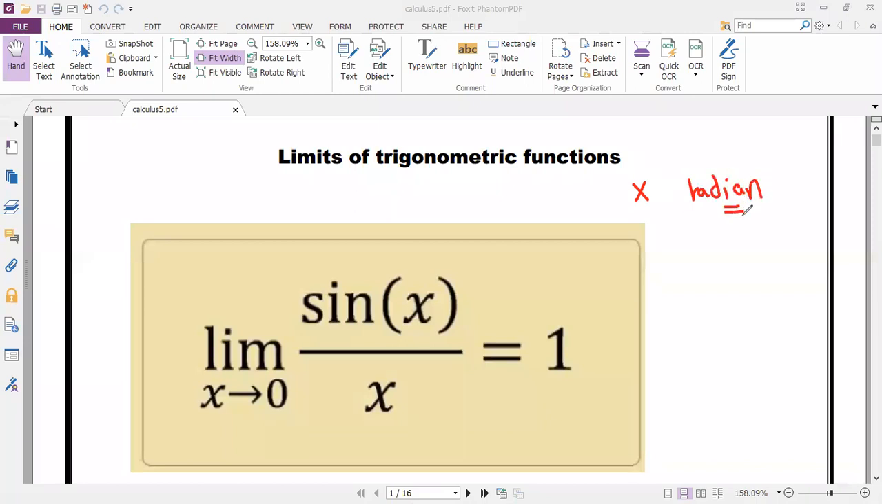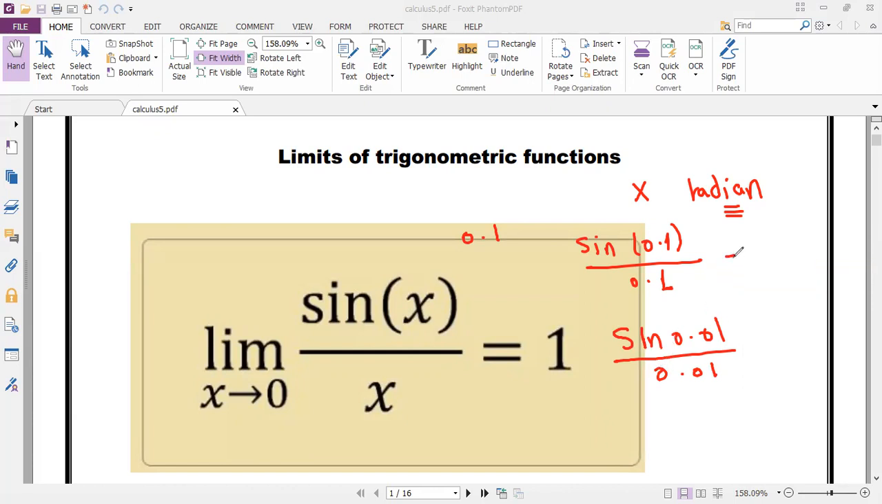Do it by using the calculator. Adjust your calculator on the radian system. Then take an angle close to 0, like 0.1, okay? So sine 0.1, and this angle is measured in radian, over 0.1. And take a value closer to 0 than 0.1, like sine 0.01 divided by 0.01. Remember, the angle is measured in radian.